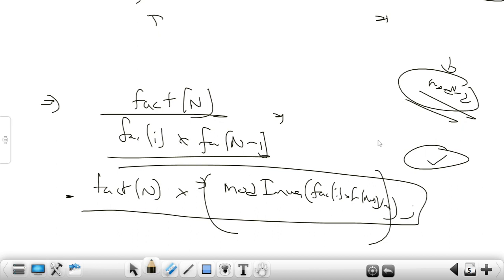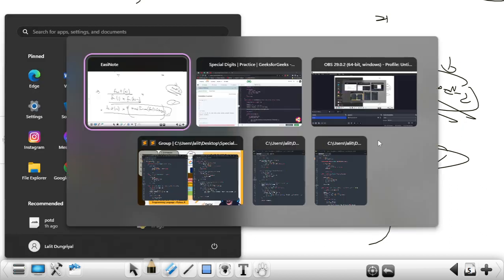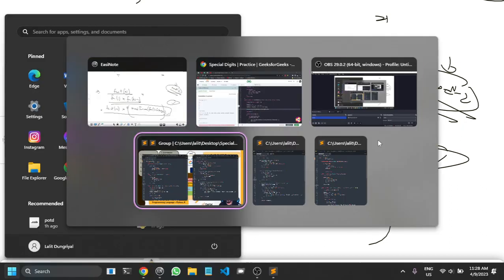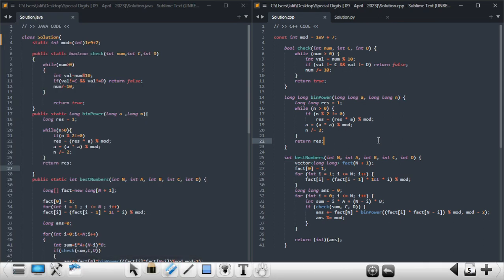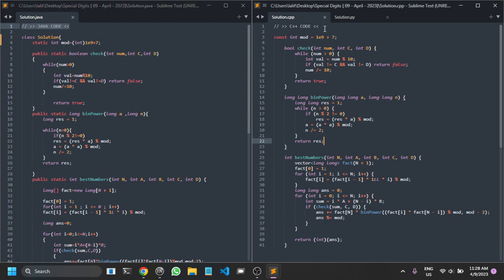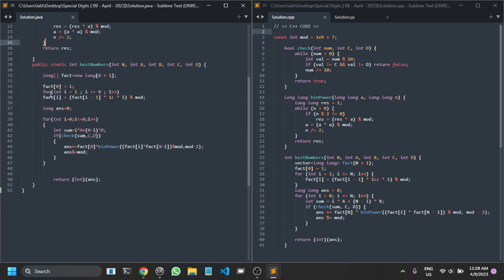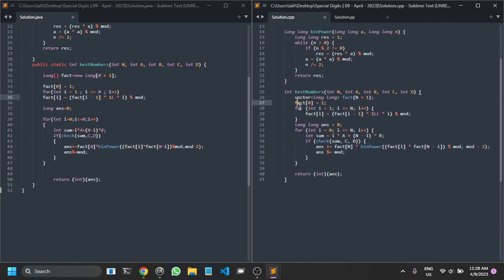Now I'm going to show you the code, and after that it will be clear to you. Here I have the code. On the left hand side I have the Java code, on the right hand side I have the C++ code, and I also have the Python code as well. For the Java code, I'll start from this point. This is the pre-processing that is required to calculate the factorial array, and same in the C++ as well.